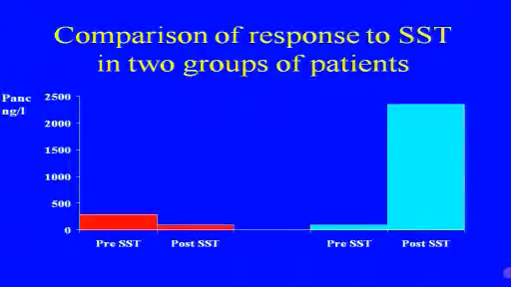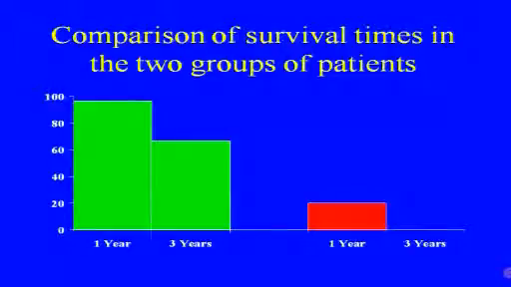And those that didn't respond well, and this was a retrospective study again, have not survived. So the 1-year survival for the responders to somatostatin analogues was very good, and the 3-year survival also, but for those that didn't respond to somatostatin analogues and their markers continued to rise, this was a bad prognostic indicator.